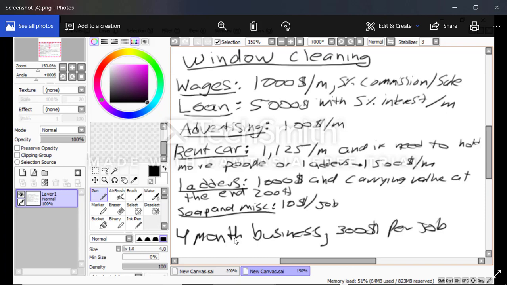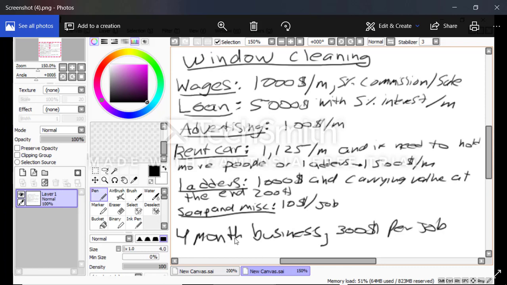So, looking at wages here, the employees will be paid $1,000 per month plus 5% commissions on door-to-door cold calling sales that turn into becoming actual jobs. There's a loan here of $5,000 with 5% interest per month. We have advertising costs here of $100 per month. A car is being rented for $1,125 per month. And if need to hold more people or ladders, it'll move on to $1,500 a month.